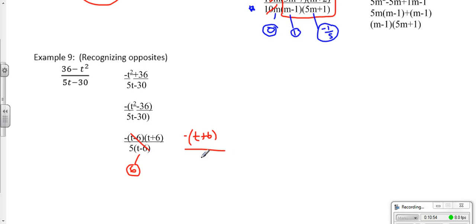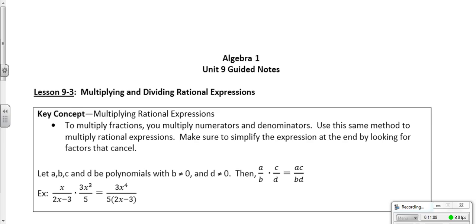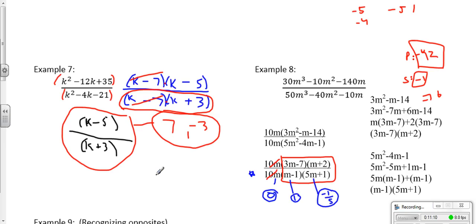all over 5. And again, if you distribute the negative or something, that's all fine too. But I would accept either one of these. There you go. Excluded value and solution, or factored, simplified form of a rational expression. Alright, so that ends lesson 9.